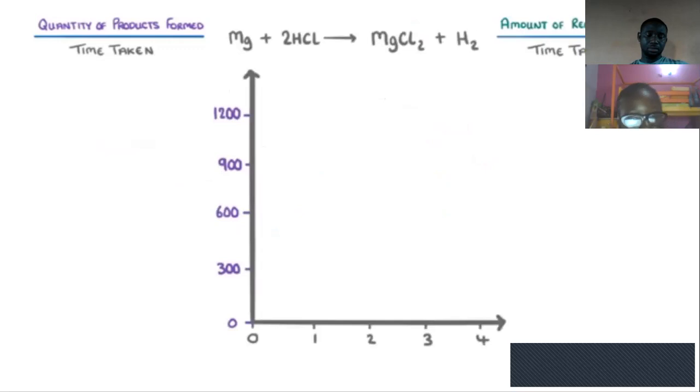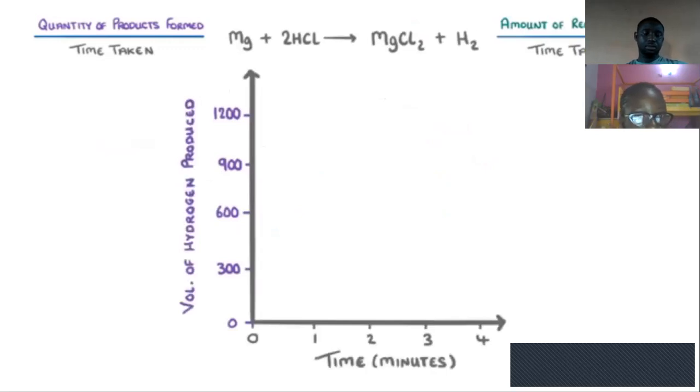On the x-axis, we'd have time, and on the y-axis, we'd have the volume of hydrogen produced. At first, because there'll be loads of magnesium and acid that can react together, loads of hydrogen will be produced. So we get a very steep curve, which indicates a high rate of reaction. As the magnesium starts to get used up, though, the hydrogen will be produced more slowly, until finally the graph plateaus, once all of the magnesium has been used up.